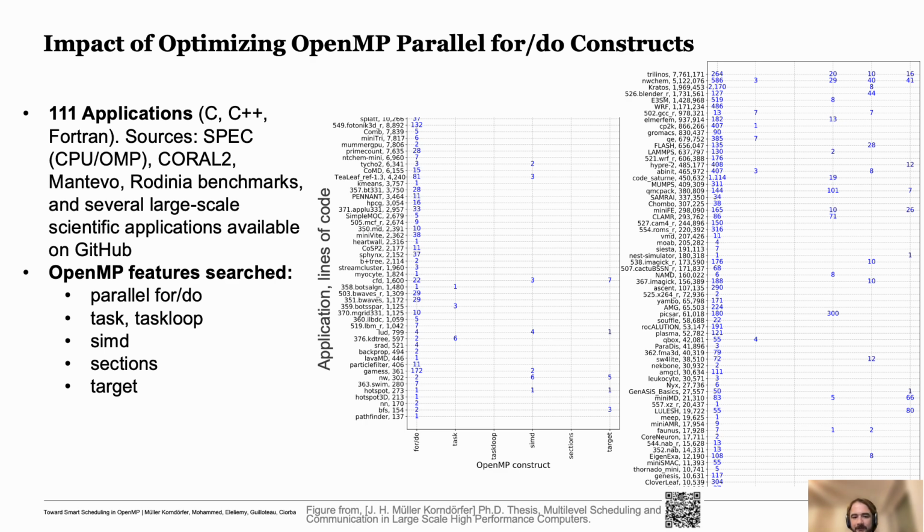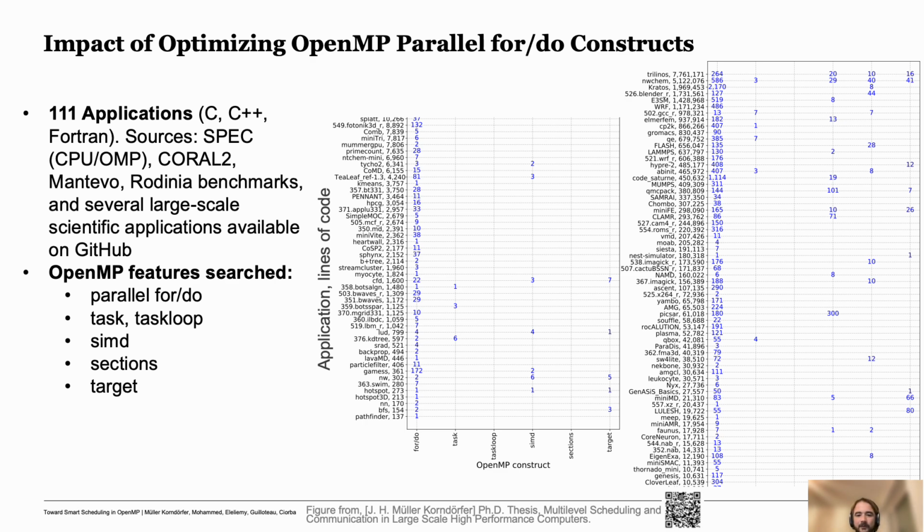But we conducted a survey over 111 applications from different sources, from some benchmarks like SPEC benchmarks and CORAL-2 benchmarks and so on, and also from scientific applications available on GitHub or something similar. And we looked for OpenMP constructs inside the code with an automated script. We looked for parallel for and do loops, task and taskloops, SIMD operations, sections, and target.